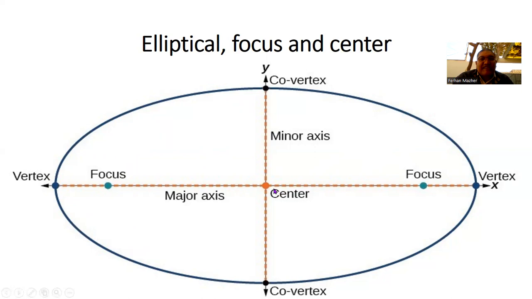Okay, you see, this is the center of the ellipse. This is the minor axis. This is the major axis. These are the two points where you have put that pin, or this point and this point. This is called the focus of the ellipse.